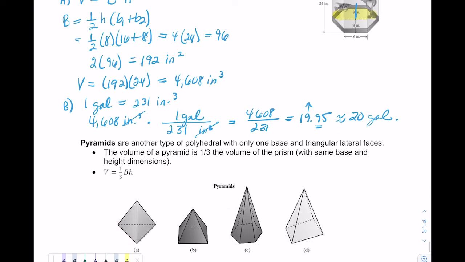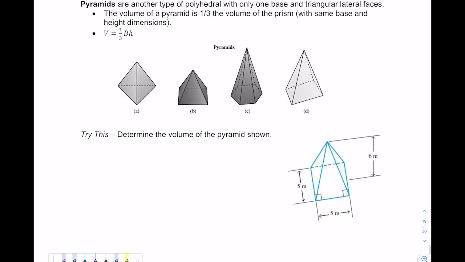But now we're going to look at pyramids. So a pyramid, if you'll remember from our last lecture, has one base and its faces are triangular. Okay, we also call them the lateral faces. So as you can see here, this has one base, this has one base. They all have one base. They all come to a point because all of the lateral faces are triangles.